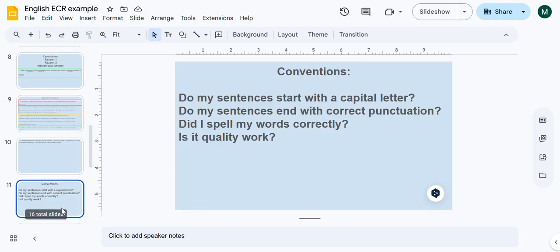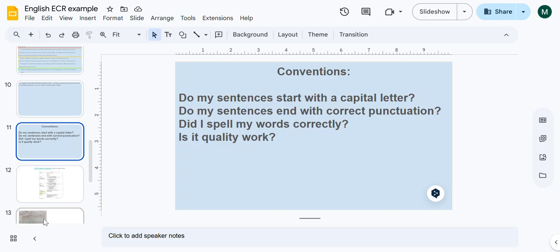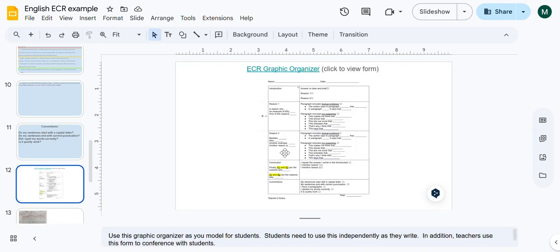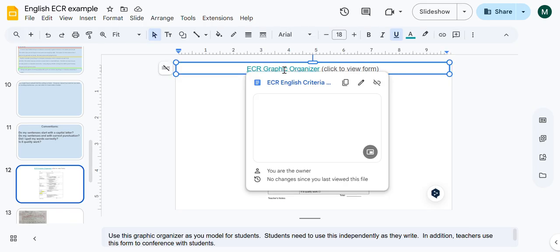And lastly, conventions. Students check to see if they start with a capital letter, if they ended with proper punctuation, if they spelled the words correctly, and if it's quality work. And here's the key. This is the graphic organizer that I modified, just to meet the needs of my students.